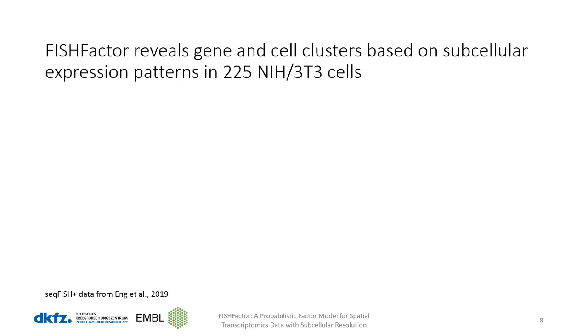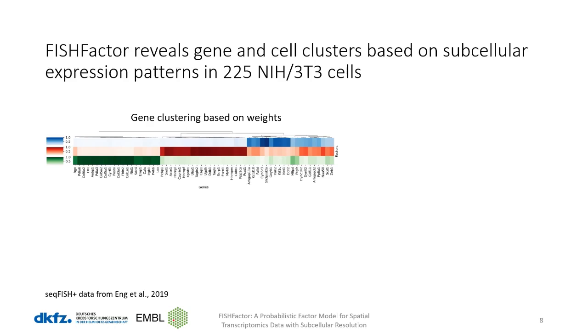Finally, we applied FISHFactor to a real dataset of 225 cultured mouse embryonic fibroblast cells from the seqFISH+ paper. In the original publication, 60 genes with meaningful subcellular spatial expression patterns were identified. We applied FISHFactor to the same 60 genes in all 225 cells. We found in the inferred weight matrix that most genes have a high weight on a single factor, revealing 3 gene clusters.